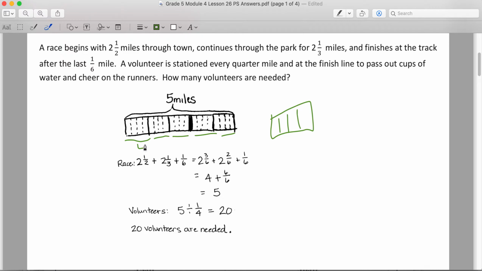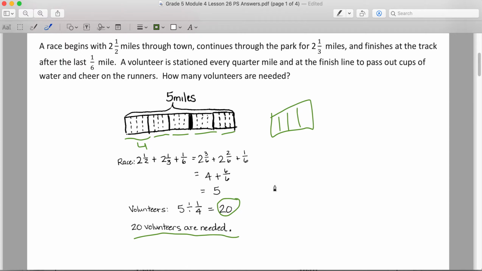So this is 4, and then there are how many of them? 1, 2, 3, 4, 5. So 5 times 4 is 20. We're not doing 5 times 4, we're doing 5 divided into fourths, and that amount is 20. So 20 volunteers are needed. Okay, you can replay that.